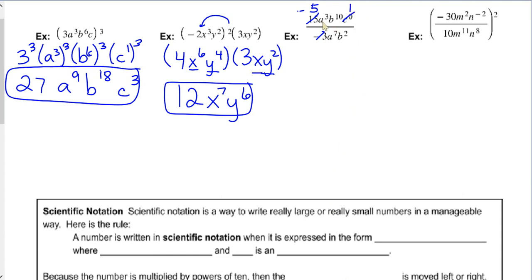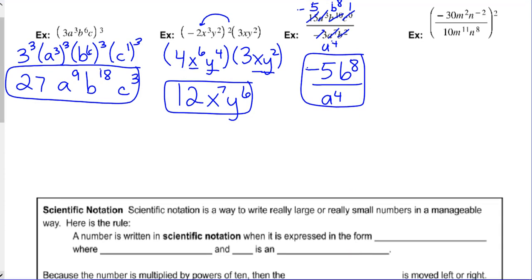But I have a to the 3rd over a to the 7th. 3 a's in top, 7 a's in bottom. That means that I'm going to have some left over in the bottom this time. I have 4 left over when I subtract those. But when I have 10 b's on top, 2 b's on bottom, I'm going to have 8 that are left over in the top. So our final answer here, we again disregard that 1, is going to be negative 5b to the 8th all over a to the 4th, and that's our final answer.